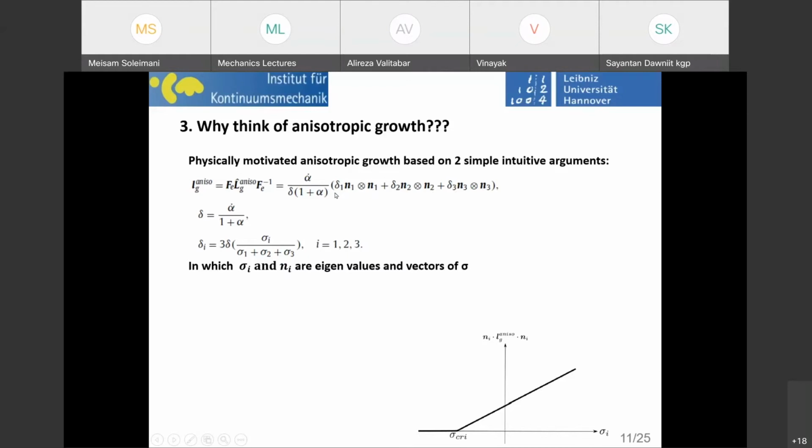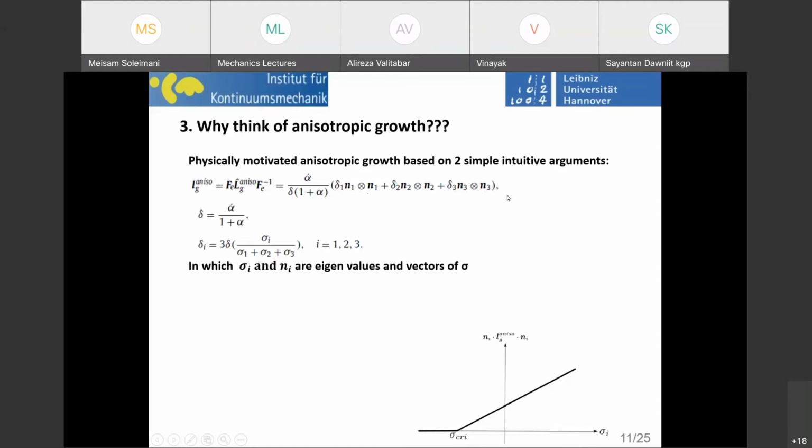You see that first of all it is anisotropic. Why? Because you have three basis vectors. If all of these delta 1, delta 2, and delta 3 are the same, then you can just factorize the delta, and the summation of the dyadics of 1, 2, and 3 gives you the identity tensor.